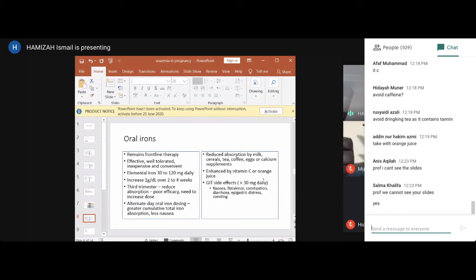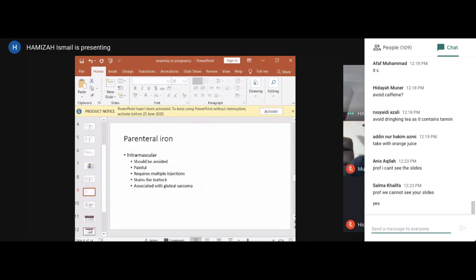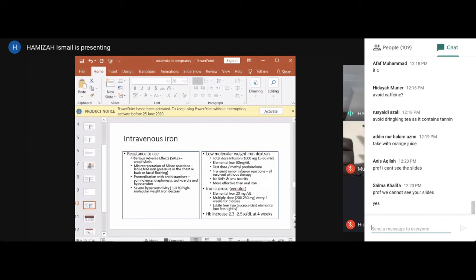GIT side effects usually occur when the iron is more than 30. Okay, the intramuscular, now we should rarely give intramuscular because intravenous is safer. If you look at the patient, the stain at the buttock does not go away, it's painful, it's difficult for them to sit down, and the black patch on fair skin patients will permanently be there, it doesn't go away. So for the intravenous, there is resistance to use because of serious adverse effects.